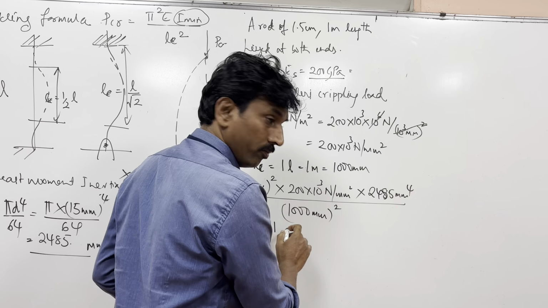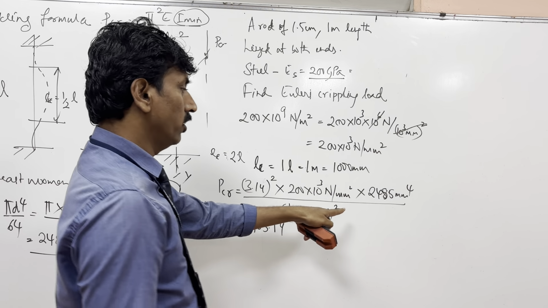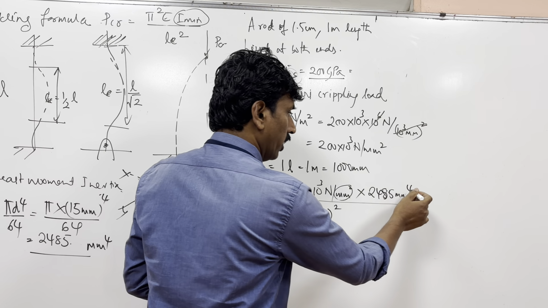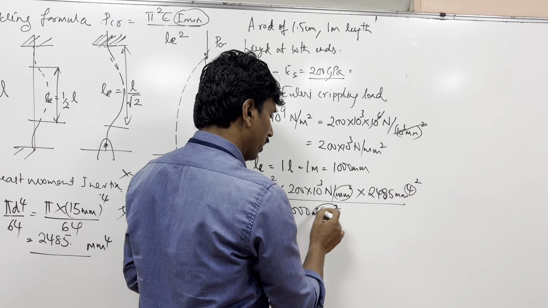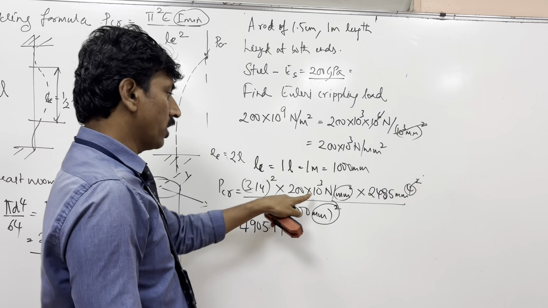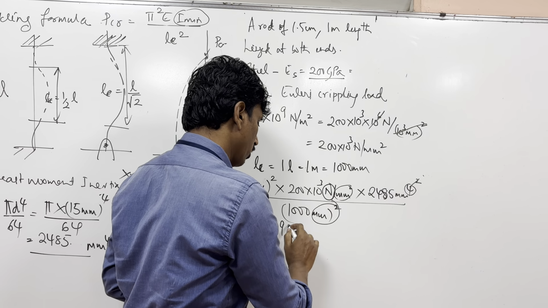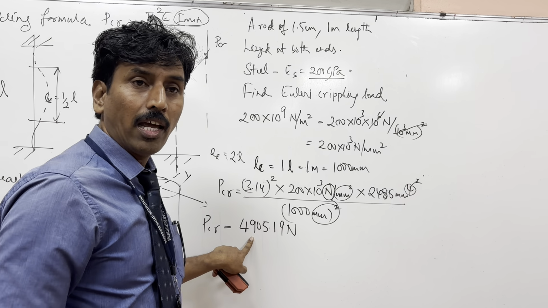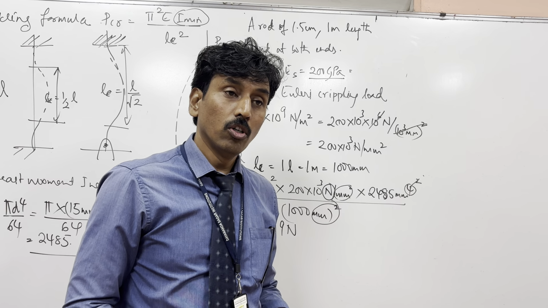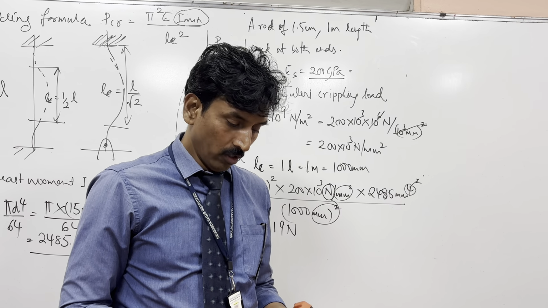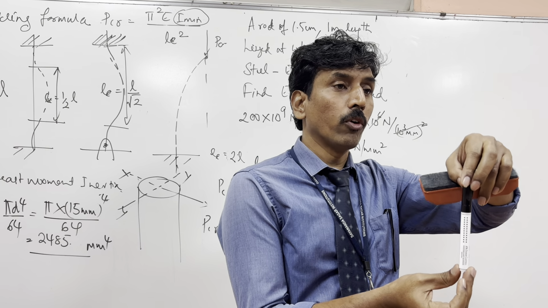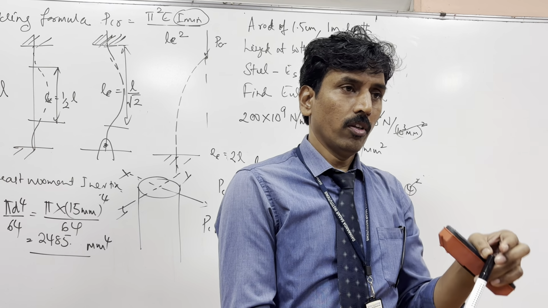4905.19 newtons. Guys, here you can see millimeter square here gets cancelled, and millimeter square here gets cancelled. So what is left is only newtons. Guys, you can see this is like 4900 newtons, which is almost 490 kgs. If it is hinged at both the ends, it is able to take a load of around 490 kgs.